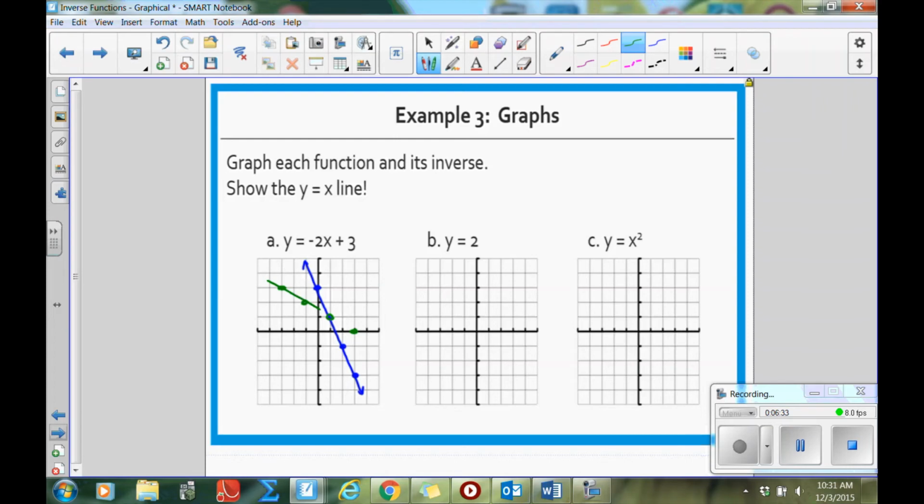Connect the dots. And we graph the inverse. Here's the y equal x line, just to verify that it's a line of symmetry. If you folded on that line, the blue function and the green function would overlay one another. Graph B is a horizontal line, y equal 2. The inverse of a horizontal line will be a vertical one, x equals 2. And again, here's y equals x to show the line of symmetry.